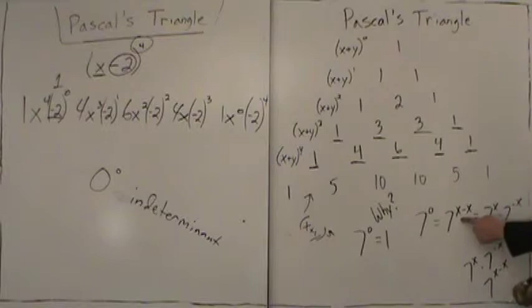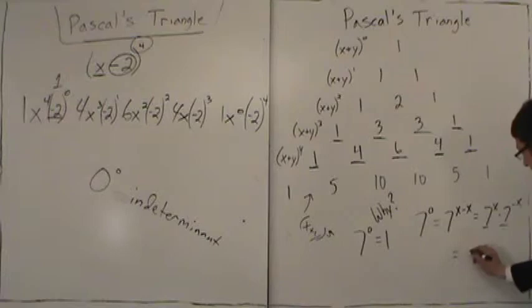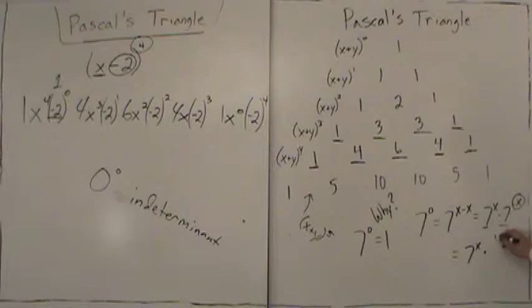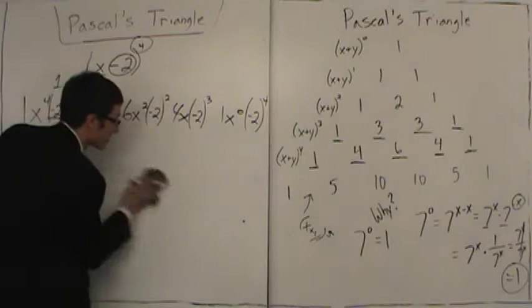So 7 to the x minus x is 7 to the x times 7 to the negative x, which is the same as 7 to the x multiplied by, we take the negative exponent, move it to the bottom, this is 1 over 7 to the x, which is the same as 7 to the x over 7 to the x, which cancels and is equal to 1. So there is your proof for why 7 to the 0 is equal to 1. Okay, but 0 to the 0th is indeterminate. Really quick, back to this. Now, negative 2 to the 1st power.